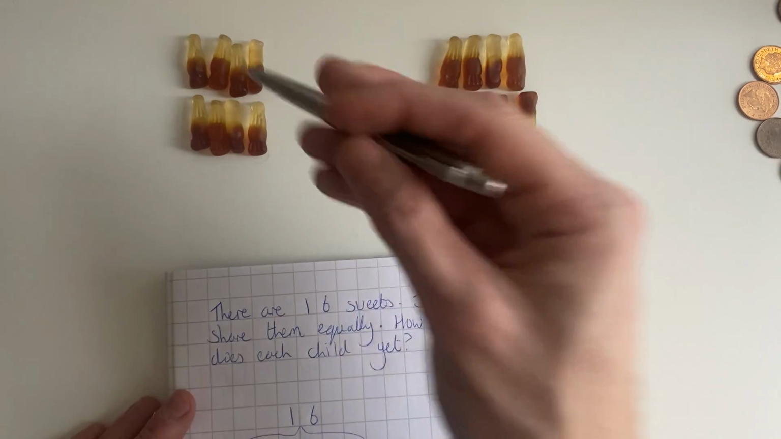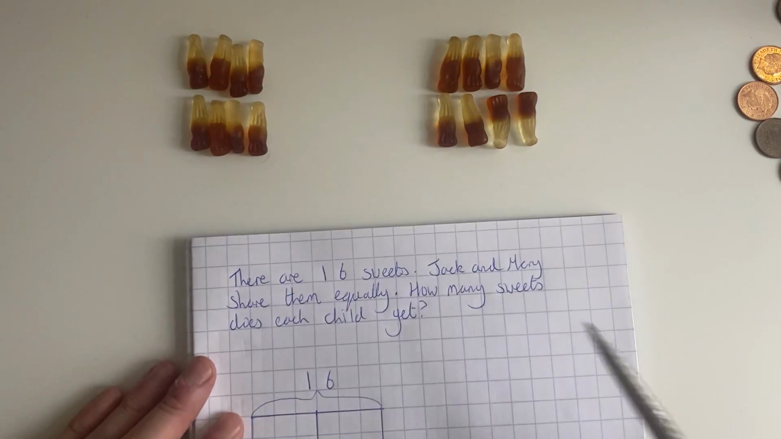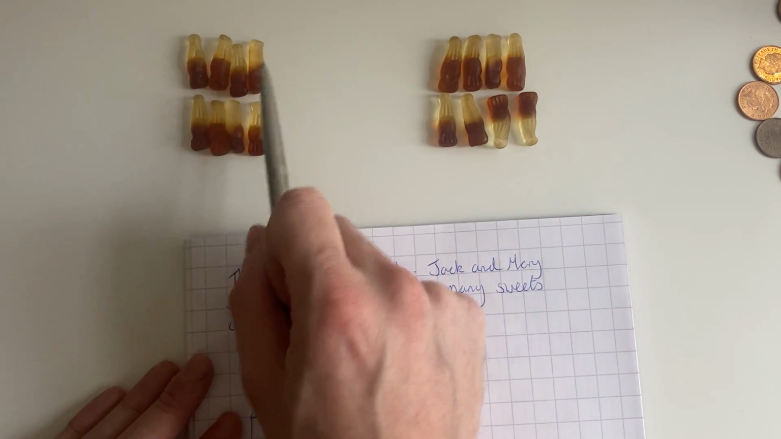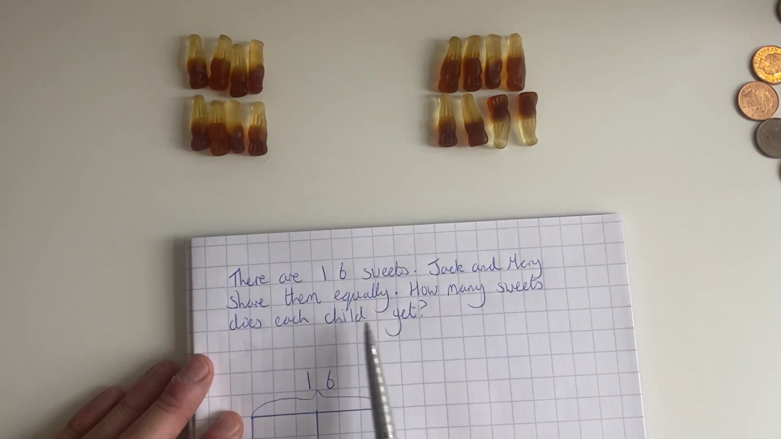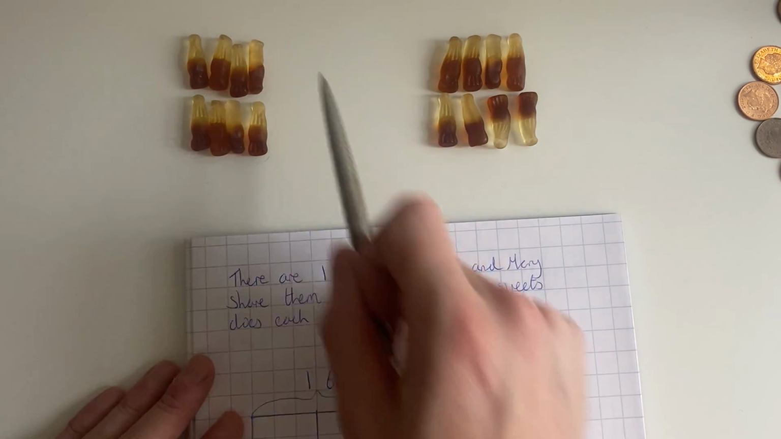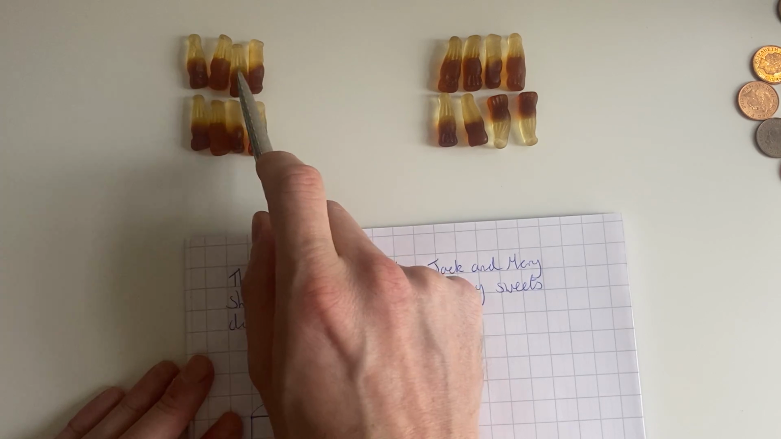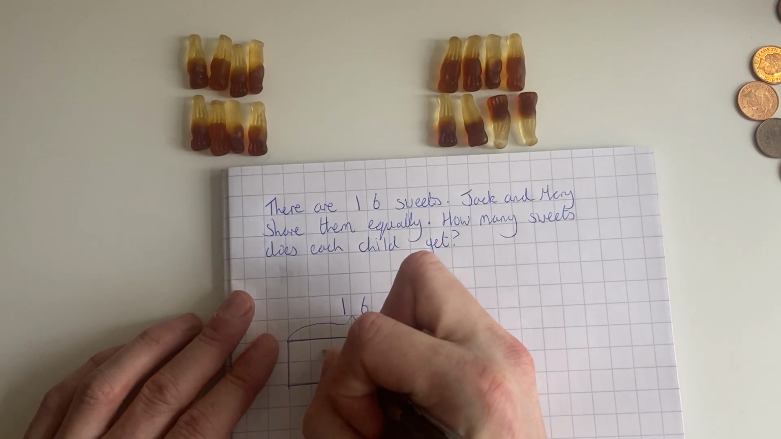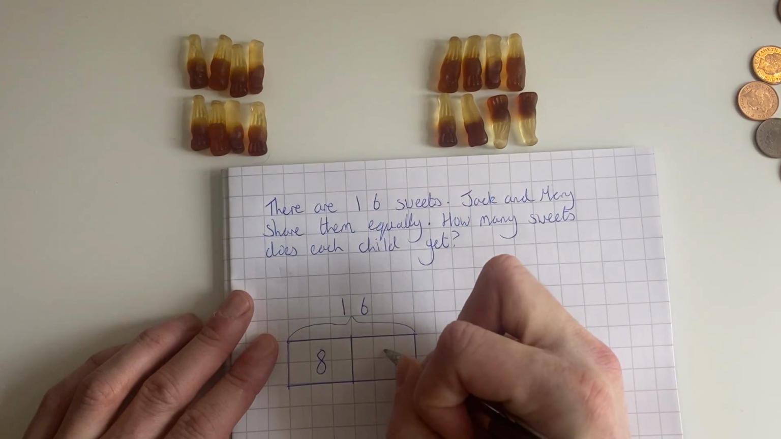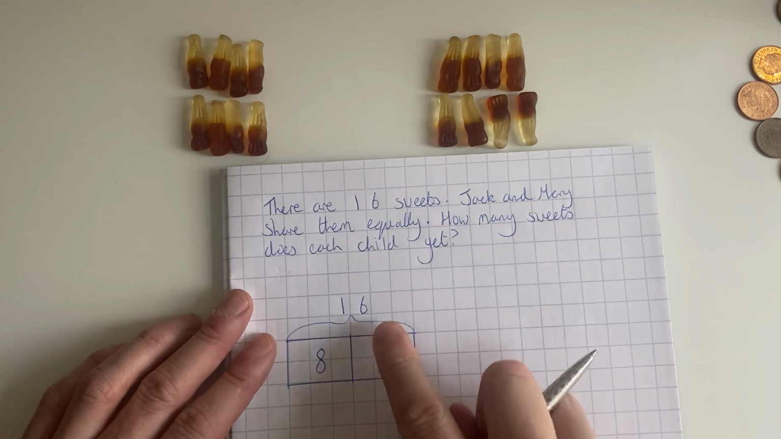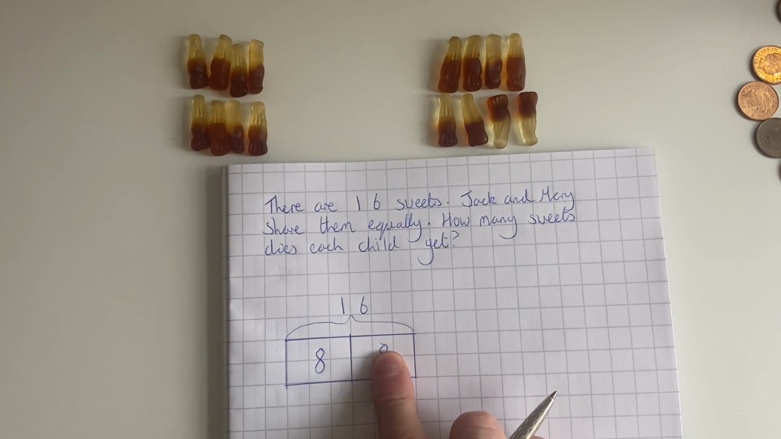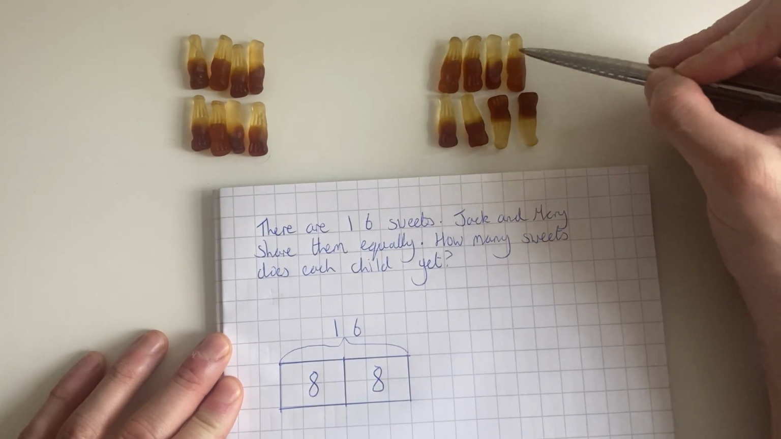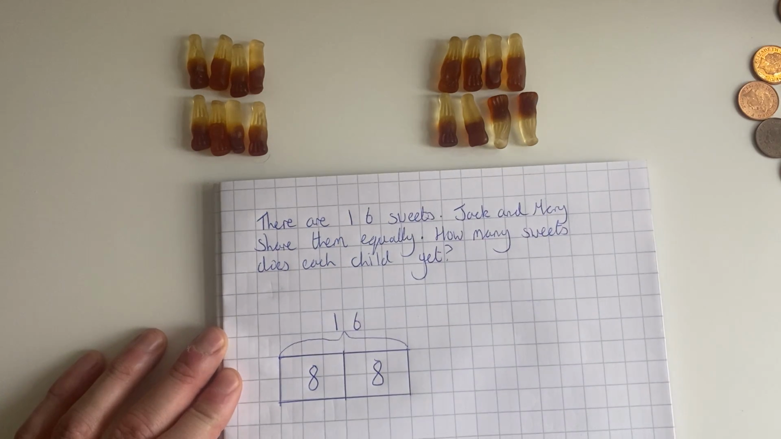Now, as we said, we had 16 altogether. Because we split them equally, we can see we've got the same amount here and the same amount here. So we need to see how many we've got in this group here. How many has Jack got? So we count 1, 2, 3, 4, 5, 6, 7, 8. Now this is going to be our bar model. And because we shared them equally, the same number is going to be in this box. 8 plus 8 equals 16. To double check that we've got 8 in this side: 1, 2, 3, 4, 5, 6, 7, 8.